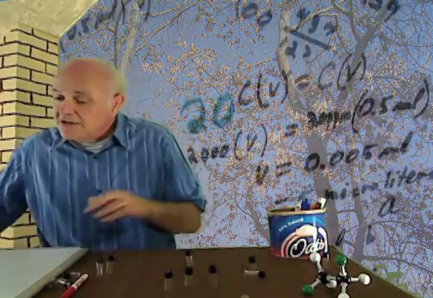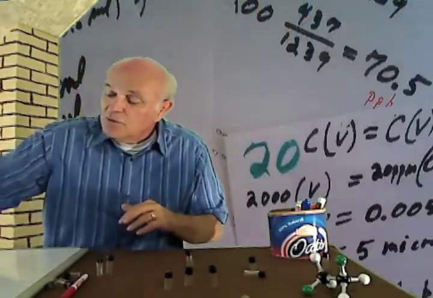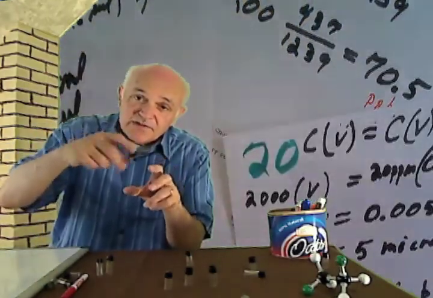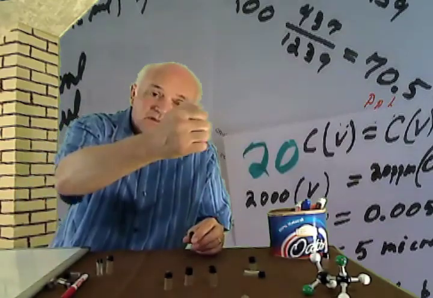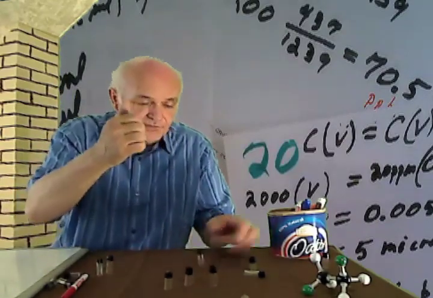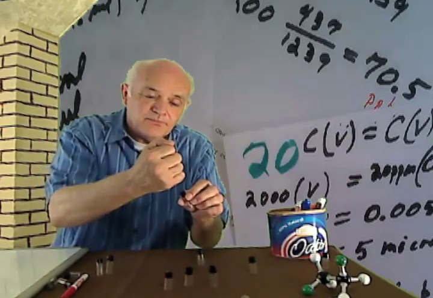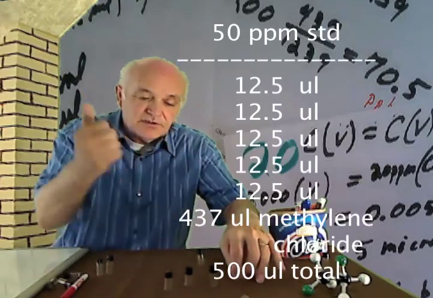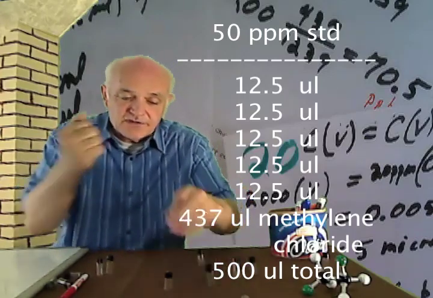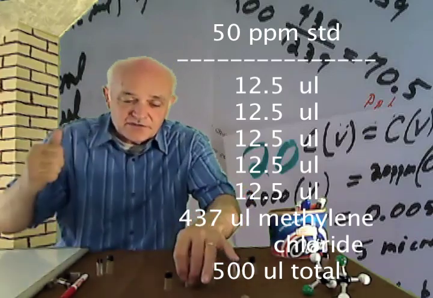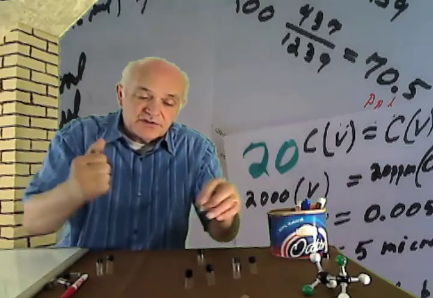Take your 50. You want to dial the 50 to 12.5. Dial your solid displacement pipette accordingly. Add to each vial, going through your series of rinses between each one.